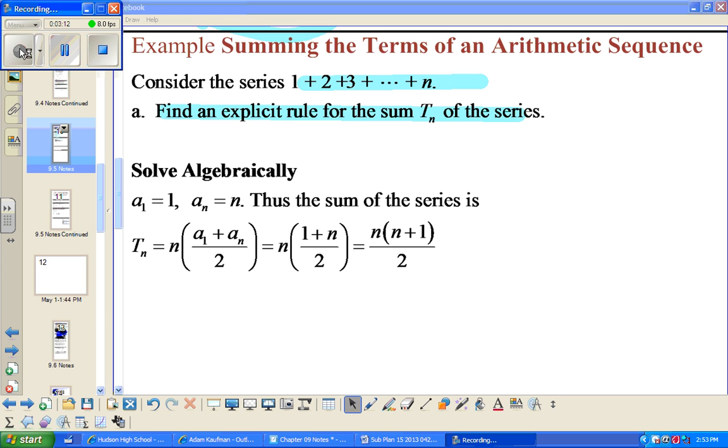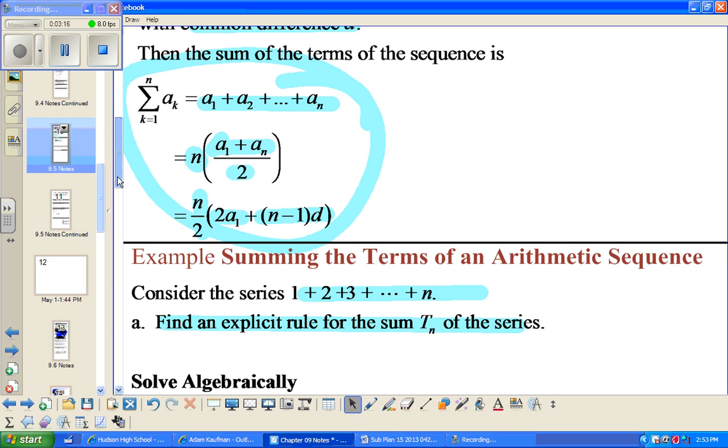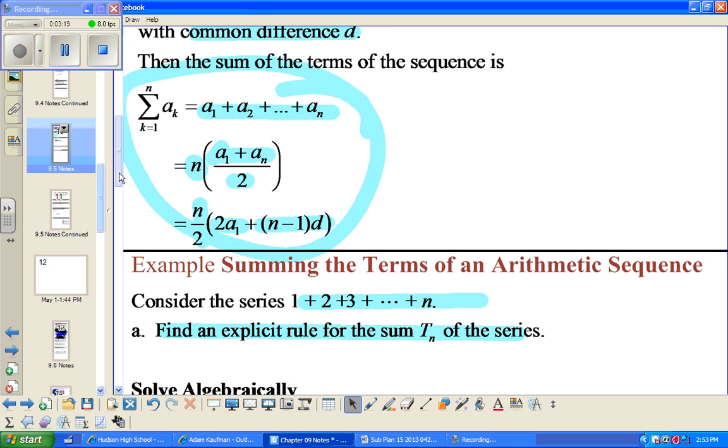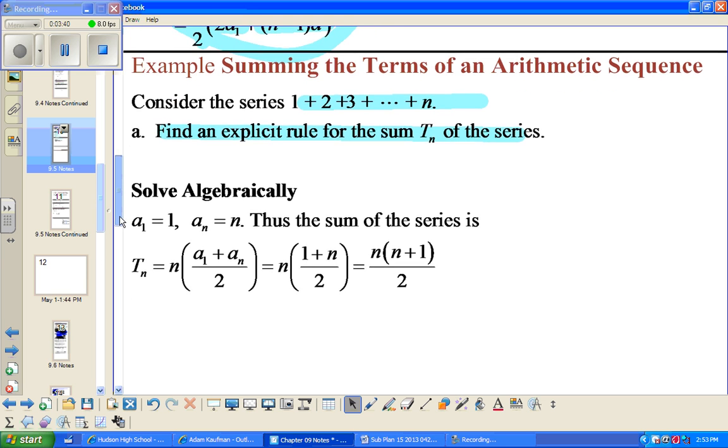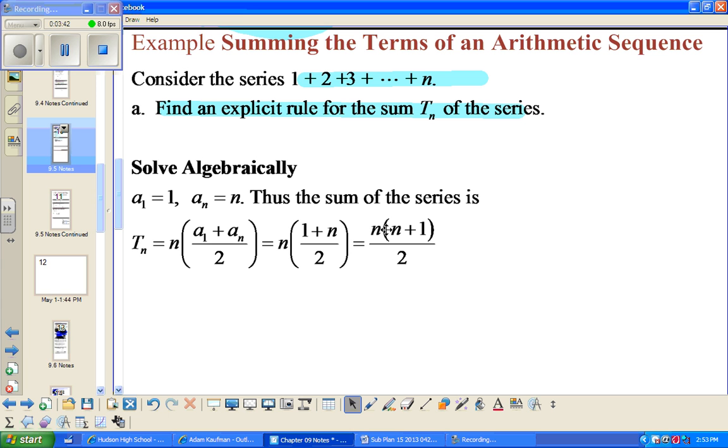Well, to find that, we can just solve algebraically. We've got the rule from above, right here. And what we can do is plug in a sub 1, which is 1, and we can plug a sub n in, which in this case is n. And of course, we still go to the nth term and divide by 2. That stays the same. Simplify that out. You have n times n plus 1 over 2. So that's the sum when we go to the nth term.